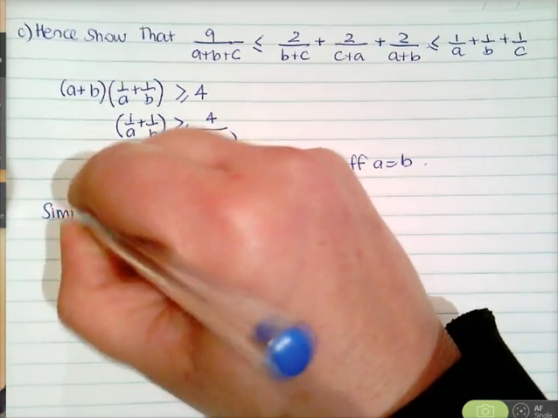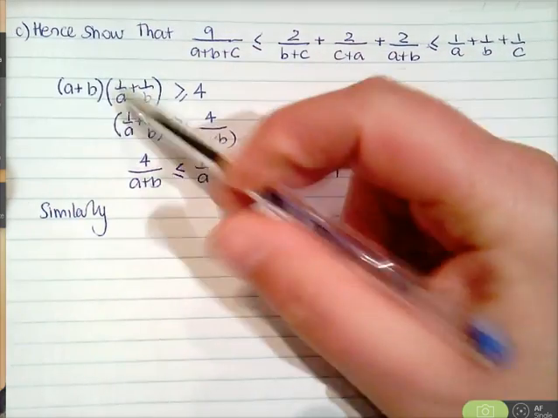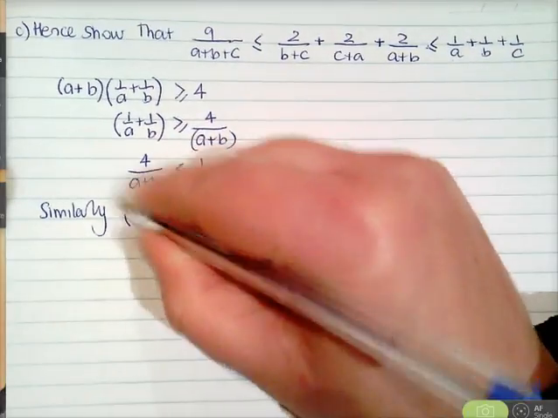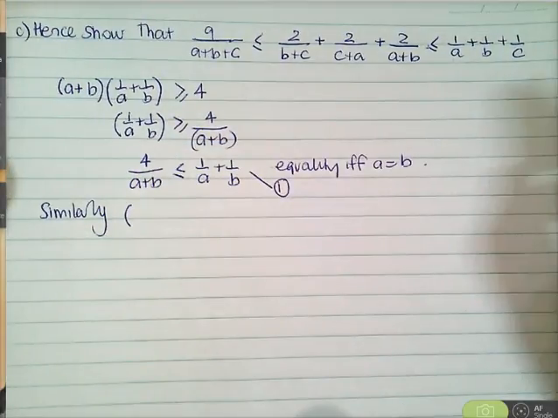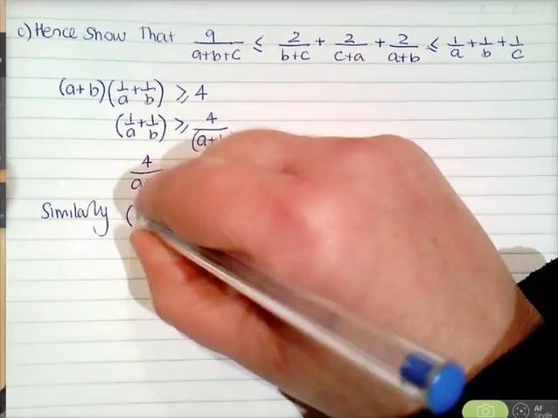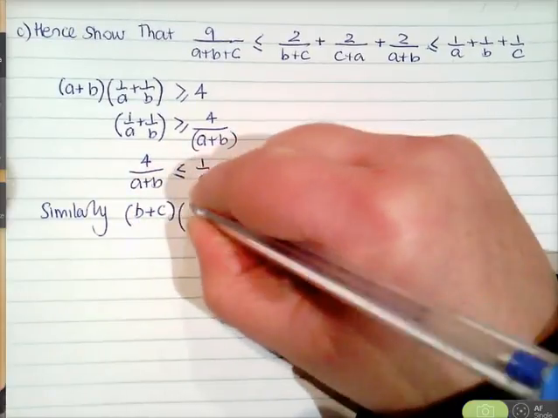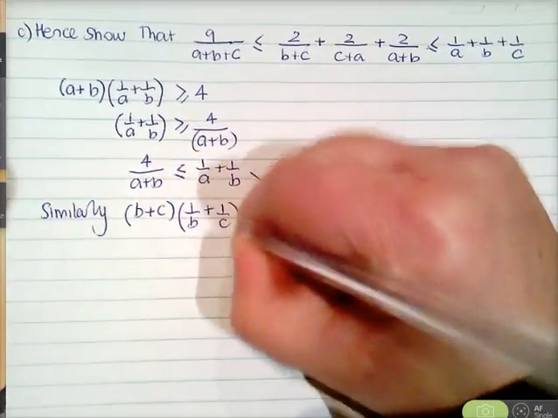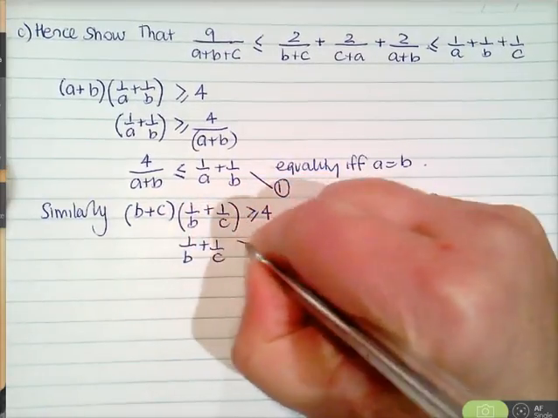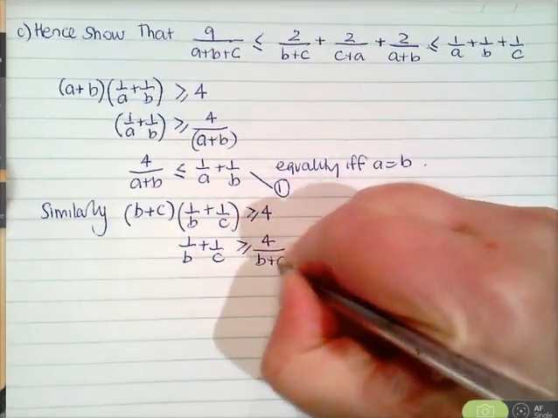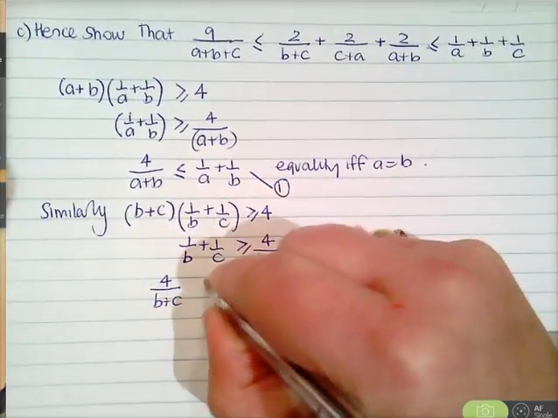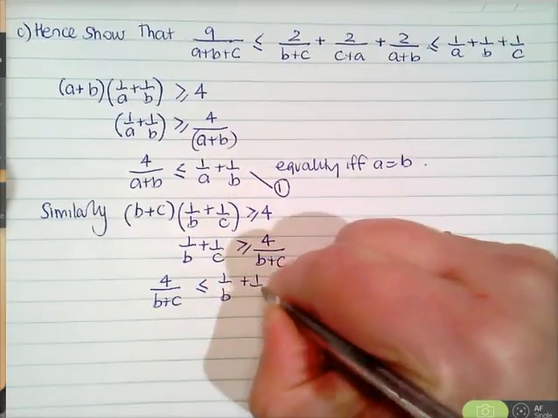Now similarly with our result here, remember that you can replace these pronumerals with other things. We're going to do the combination, let's say, of B with C, and then we can do the combination of A with C. So here similarly we've got B plus C times 1 over B plus 1 over C would be greater than or equal to 4, which means that 1 over B plus 1 over C is greater than or equal to 4 over B plus C. And just writing this the other way around, 4 over B plus C is less than or equal to 1 over B plus 1 over C.